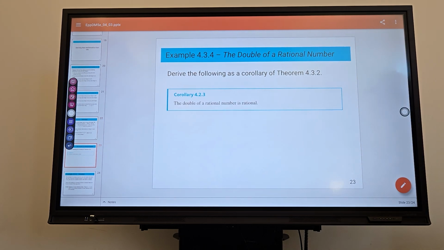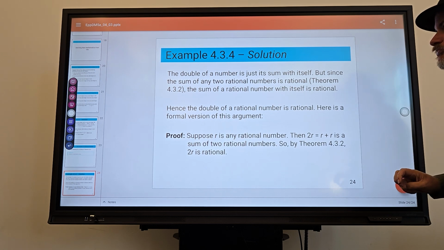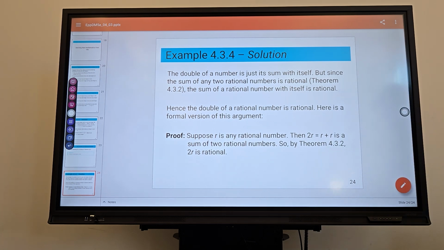Derive the following as a corollary of the previous theorem. The double of a rational number is rational. Double of a number is just its sum with itself. But since the sum of any two rational numbers is rational, the sum of a rational number with itself is rational. Hence, the double of a rational number is rational.